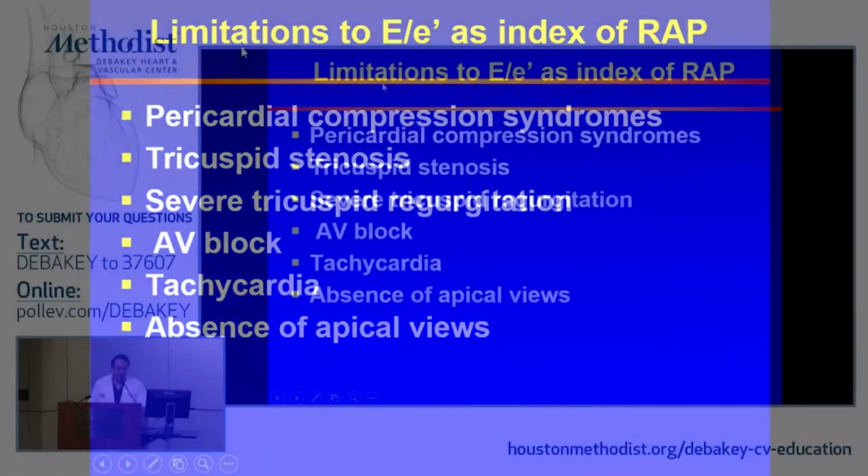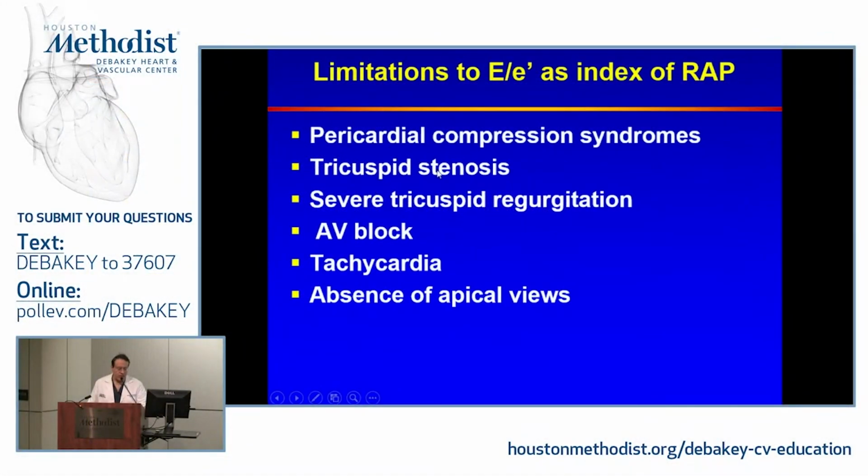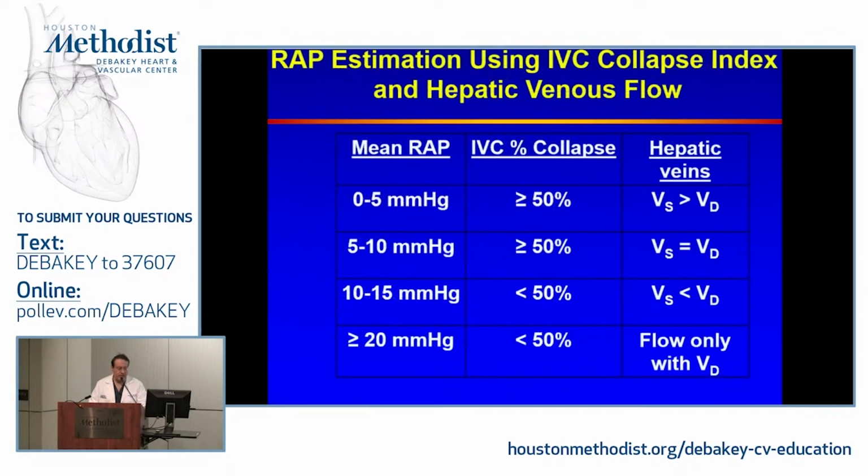Limitations occur in patients with pericardial compression syndromes, tricuspid valve disease that influences both tricuspid E and E prime, arrhythmias, and of course if you do not have apical views. That's a rough guide of how you can estimate the mean right atrial pressure.